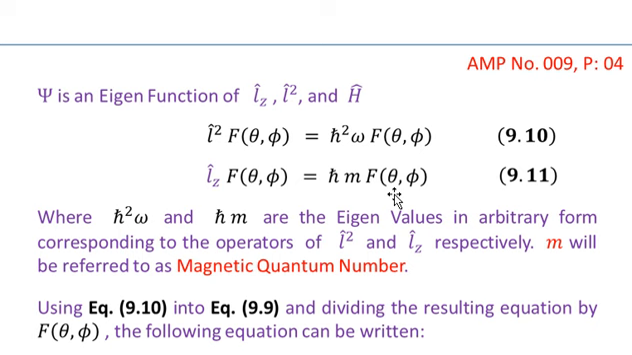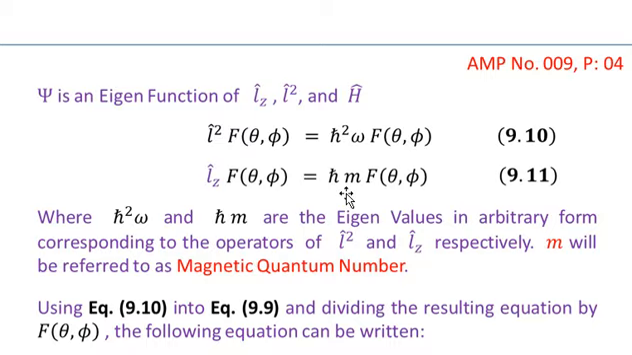So you see that here I have shown only two operators operating on the azimuthal part, and I have shown their eigenvalues. The L square operator has an eigenvalue h bar square omega, and Lz has an eigenvalue h bar m when they operate on the wave function f. Here I have assumed that h bar square omega and h bar m are respectively the eigenvalues of the L square operator and Lz operator when they operate on the azimuthal part of the wave function.